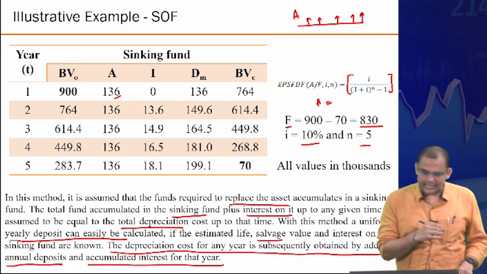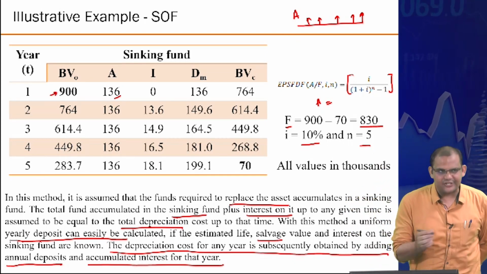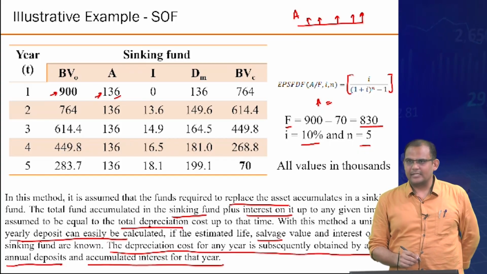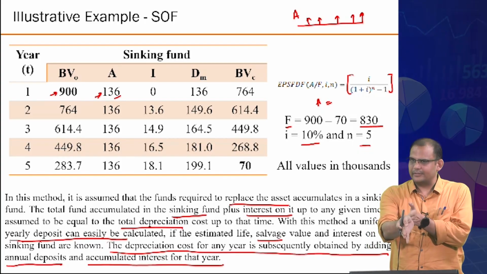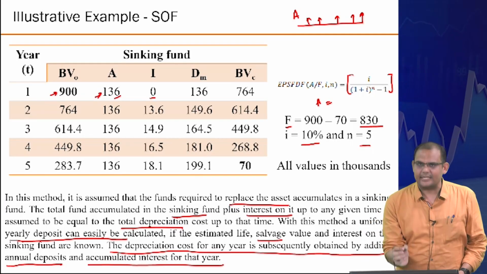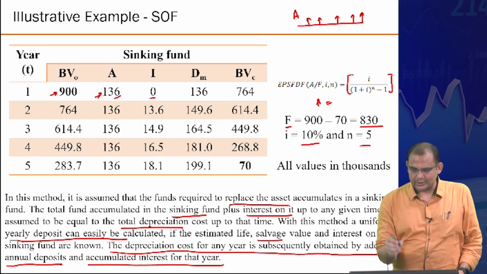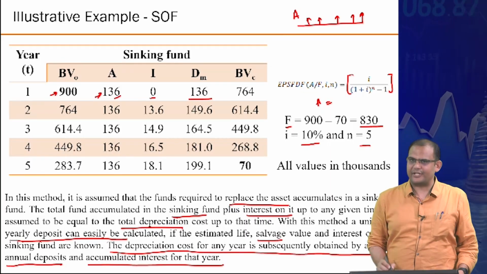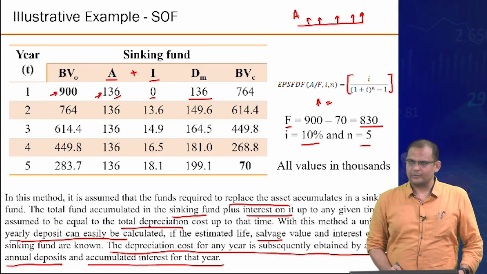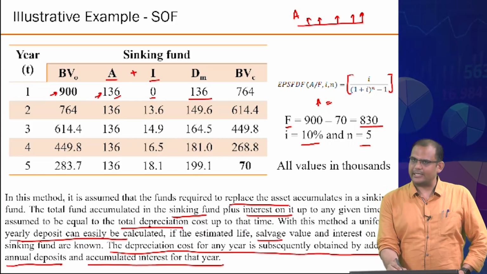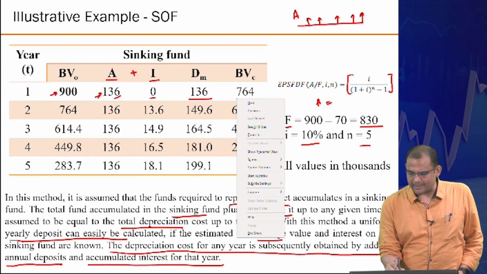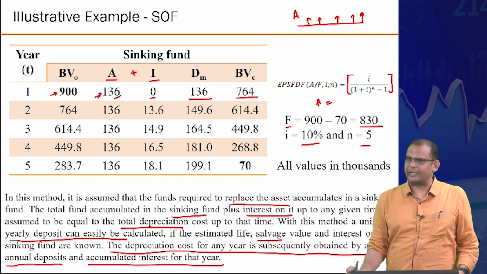Right? So let's calculate. In year 1, the initial book value is 900. The A amount in that is 136. This 136 you have just deposited, so it has not accumulated any interest. So the interest that A accumulates in period 1 is 0. So the total depreciation is this column plus this column. That remains 136. So the book value at the end of year 1 becomes 900 minus 136, which is 764.